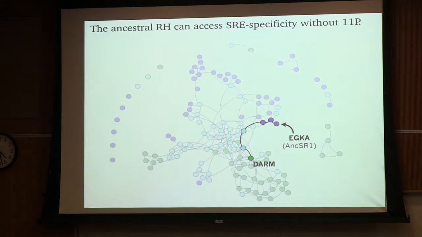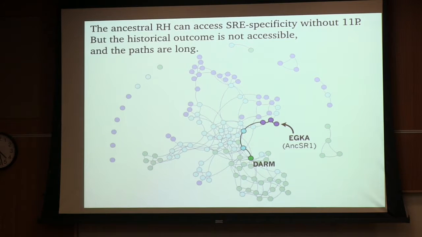And that ancestral protein could have accessed a number of different green nodes through a continuous walk through sequence space, such as this one, but it's five steps away, which is more than the historical pathway that was taken. And the historical outcome is not accessible at all because the permissives are not here. So the historical outcome, GSKV, is not in this network at all. So there are ways this could have been done without the permissive mutations, but not the historical outcome without the permissive mutations.